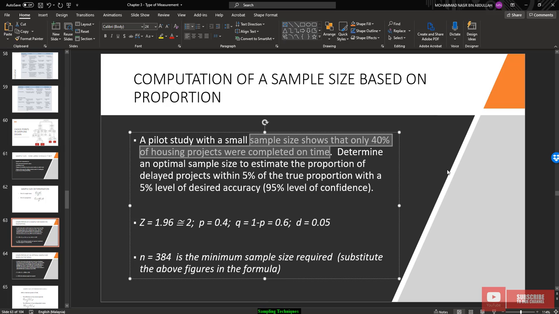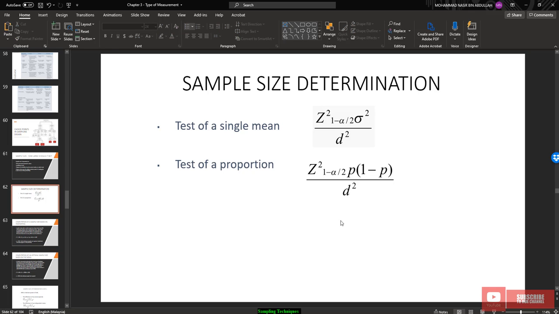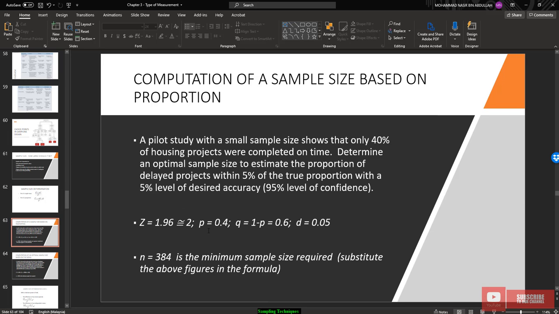And the estimated proportion or the effect size, you can find this from expert opinion or from the literature review. So we can find an effect size, which is 5% of the true population, a 5% level of desired accuracy. So D is equal to 0.05. By plugging these values into this formula, you will get 384. So 384 is the minimum sample size required, by substituting the above figures in the formula.